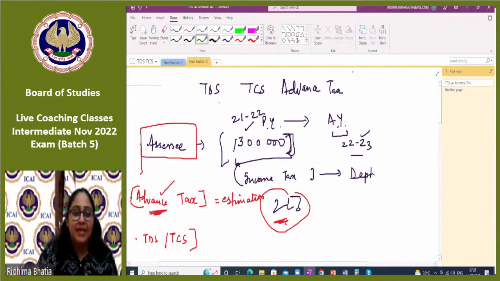Pooja, we will do all the advance tax provisions one by one. The first 2 classes will be entirely dedicated to TDS and TCS, and advance tax would be your 3rd class. Okay.